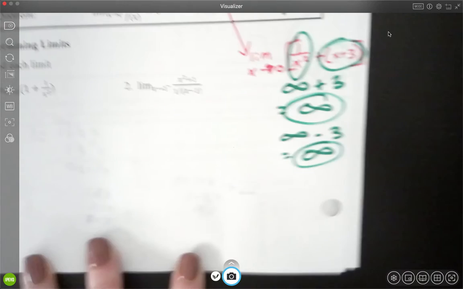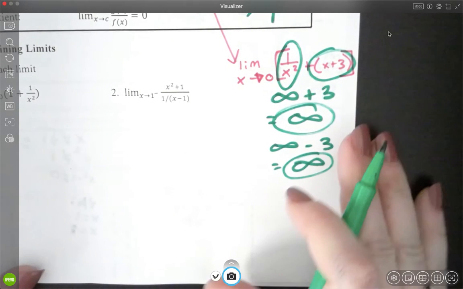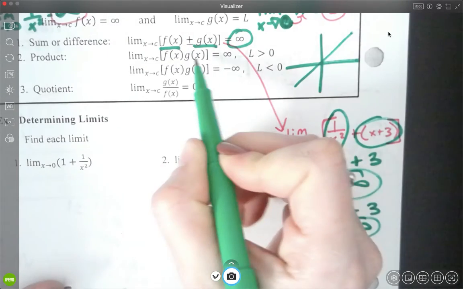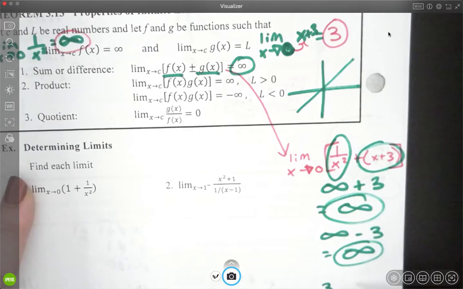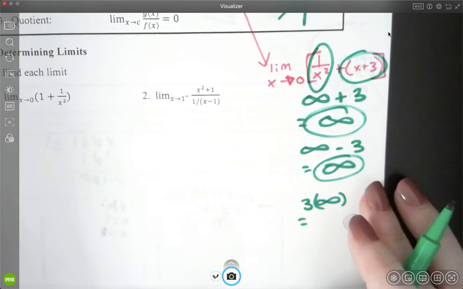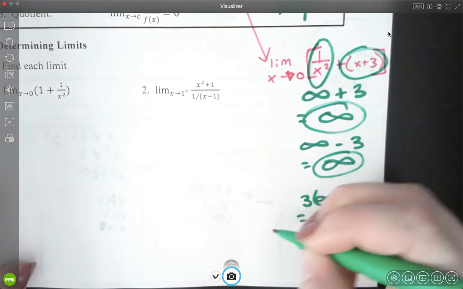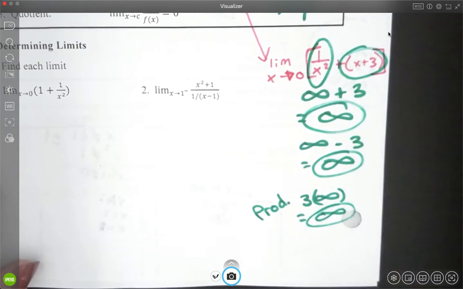Same thing. Now, if I am multiplying one by the other, this would be like 3 times infinity. What would 3 times infinity be? This is product. 3 times infinity is still going to be a really big number, so it doesn't matter.